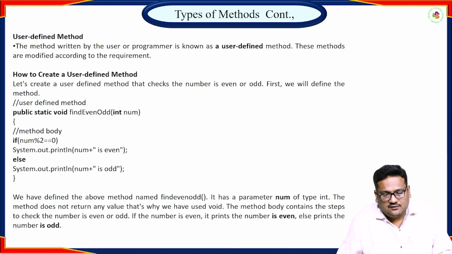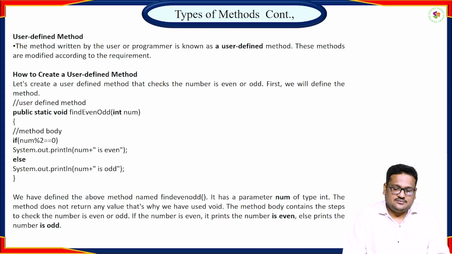And the second category of the methods is user-defined methods. The method written by the user or programmer is known as a user-defined method. These methods are modified according to the user requirement. So how to create the user-defined methods? Let's create a user-defined method that checks whether the number is even or odd. First we will define the method.